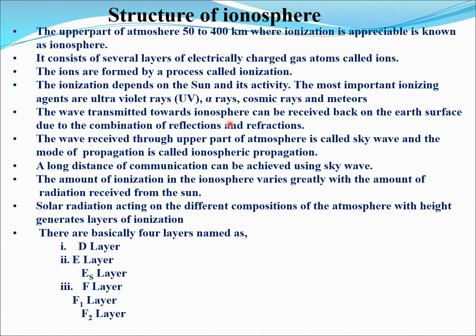The wave transmitted towards ionosphere can be received back on the Earth's surface due to the combination of reflections and refractions. The wave received through the upper part of atmosphere is called as sky wave, and the mode of propagation is called ionospheric propagation. A long distance communication is achieved by using sky wave. The amount of ionization in the ionosphere varies greatly with the amount of radiation received from the sun. Solar radiation acting on different composition of atmosphere with height generates various layers of ionization.